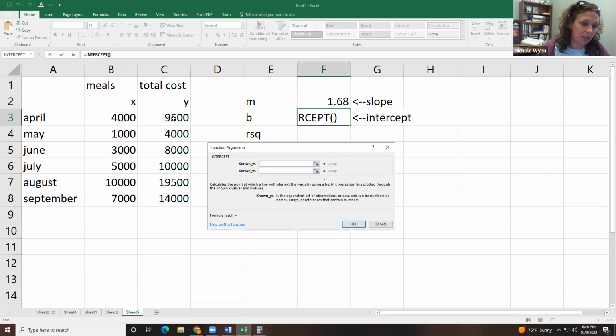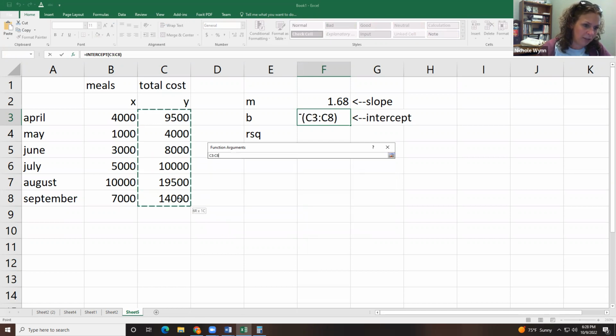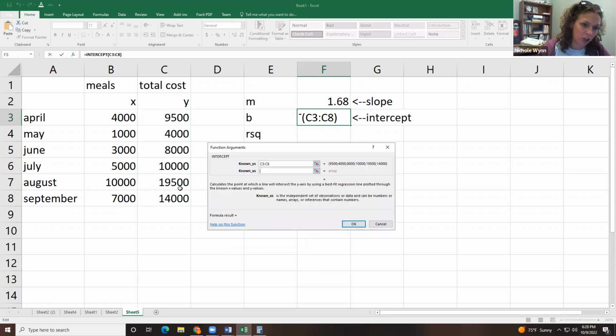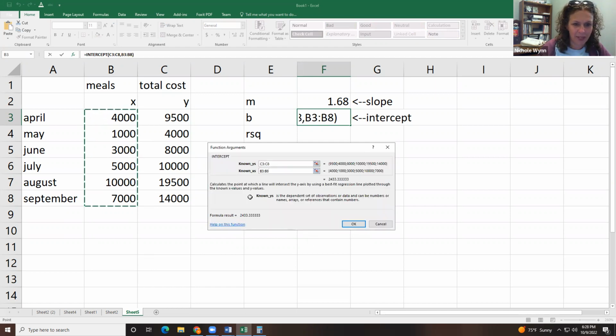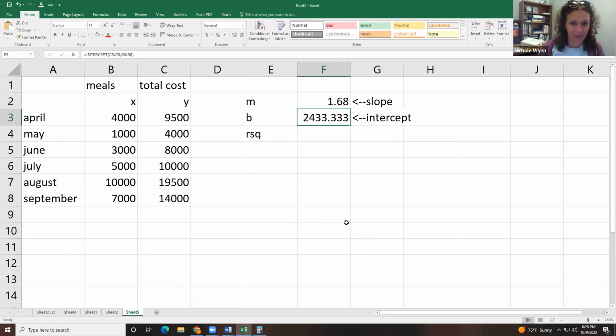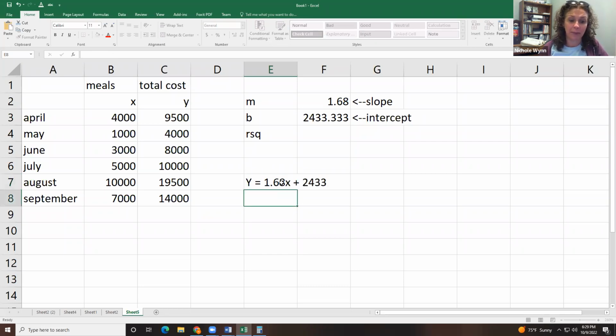So I'm going to come over here, select my y's, and move my cursor and select my x's. Okay. So now I know my intercept. That's my b, 2433. So my cost equation is y equals 1.68x plus 2433. And this is the best equation based on all of the data points.